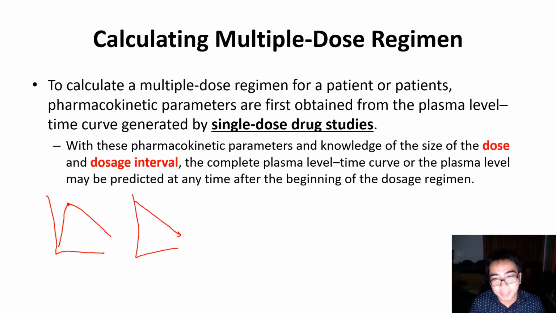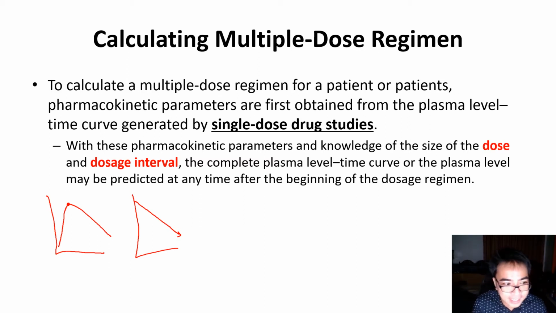So with these pharmacokinetic parameters and knowledge of the size of the dose and dosage interval, the complete plasma level time curve or the plasma level may be predicted at any time after the beginning of the dosage regimen. Now that's the reason why, class, one of the two most important parameters in multiple dosing or dosage regimen design is the dose and the dosing frequency or the dose interval. These two are very important because, again, whether or not the drug will stay in the therapeutic range will depend on the dose and the dosing interval being used.